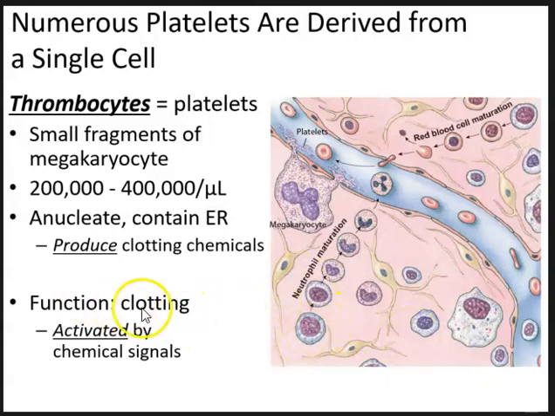So the main function of the thrombocytes is clotting, and basically they act like Velcro particles. They can stick together and aggregate to help form a clot. So this clot, of course, helps stop bleeding if there's damage to a blood vessel.